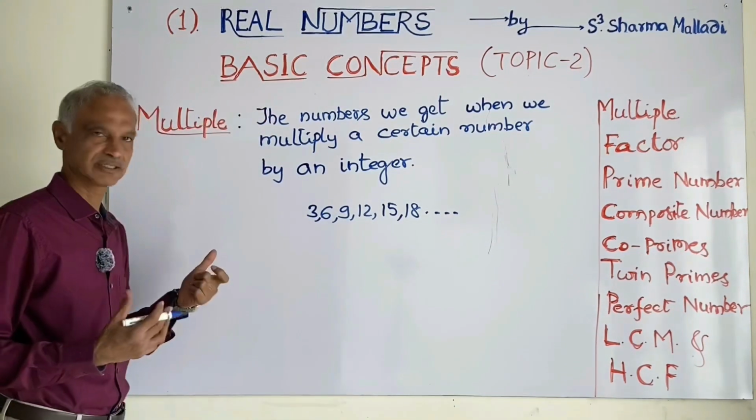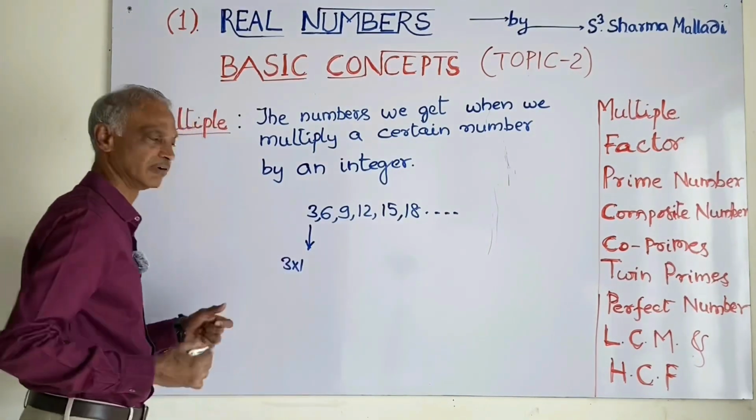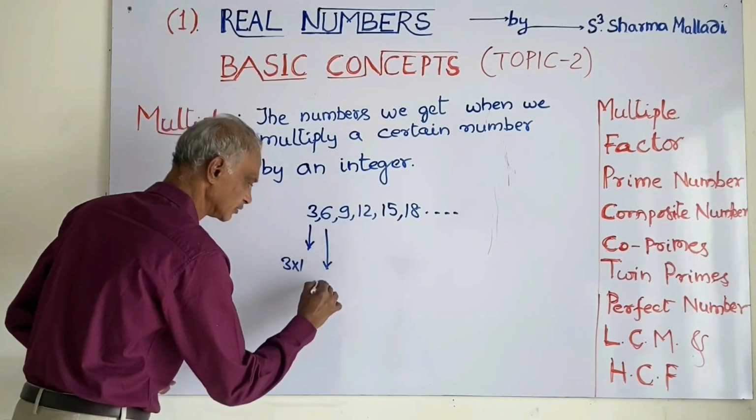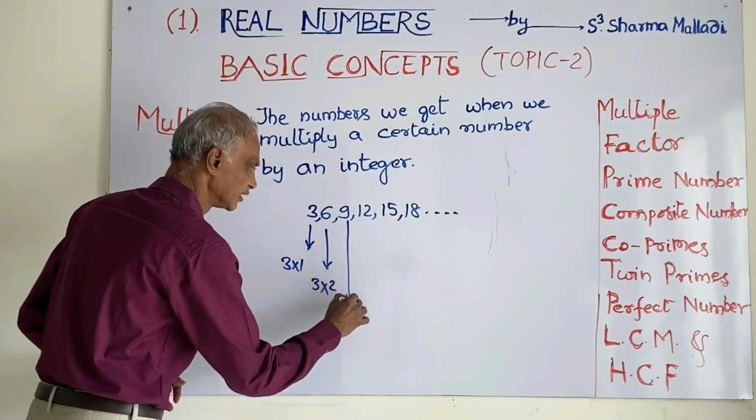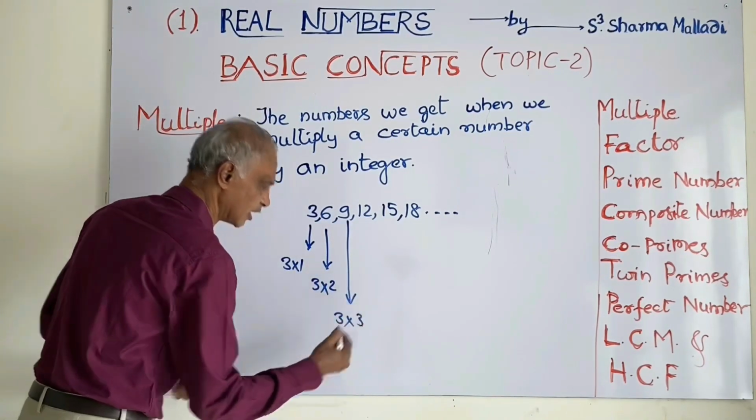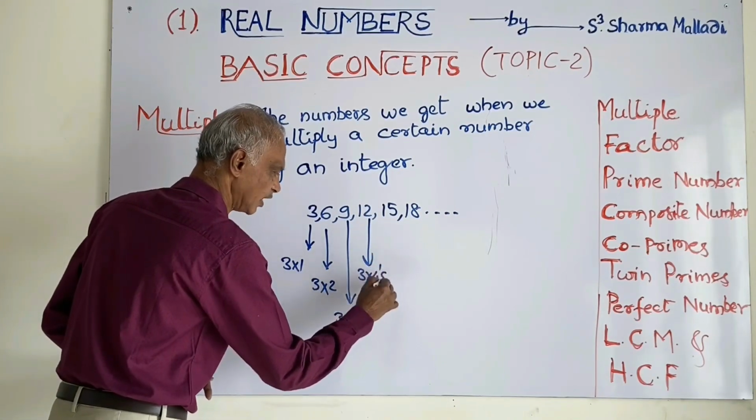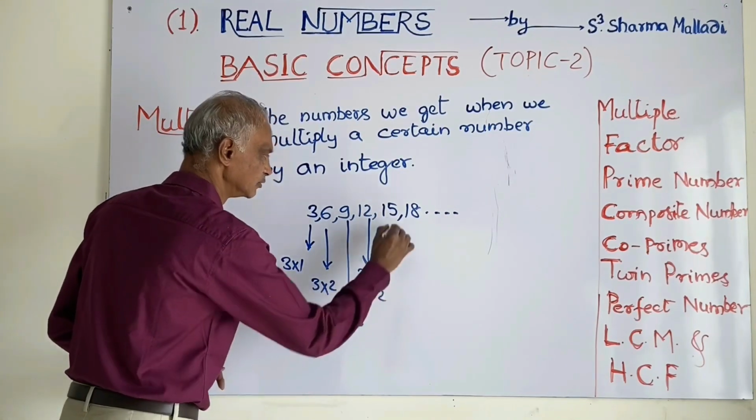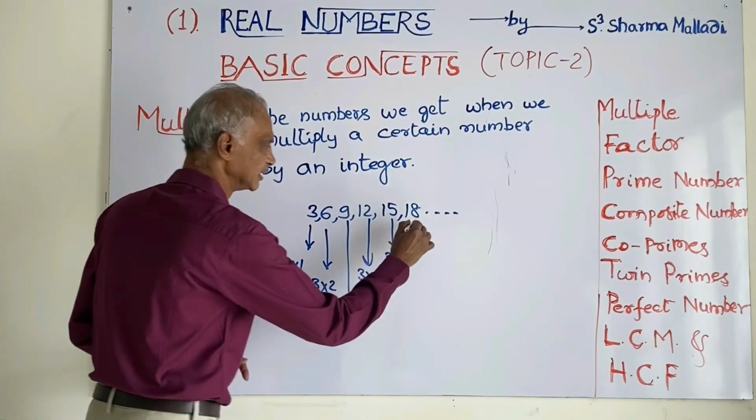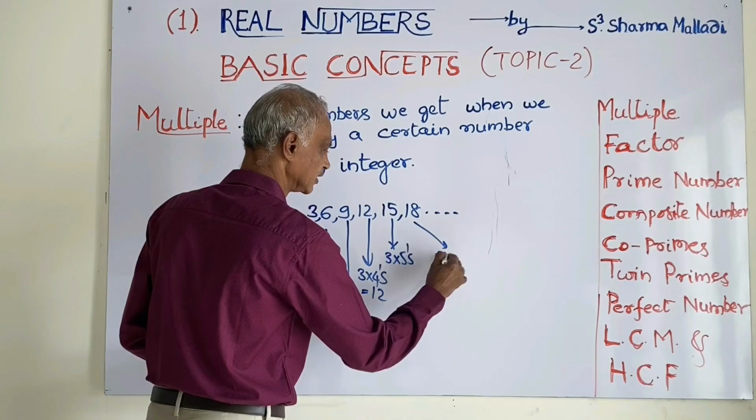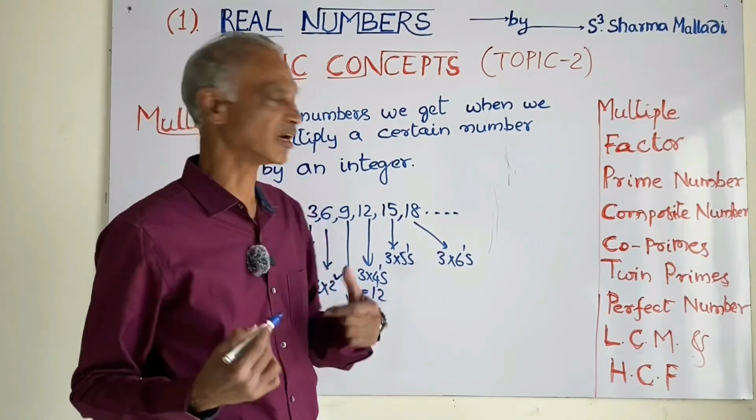How will you get these? You take 3, multiplied by 1. How will you get 6? 3 twos are 6. 3 threes are 9. How will you get 12? 3 fours are 12. How will you get 15? 3 fives. How will you get 18? 3 sixes.